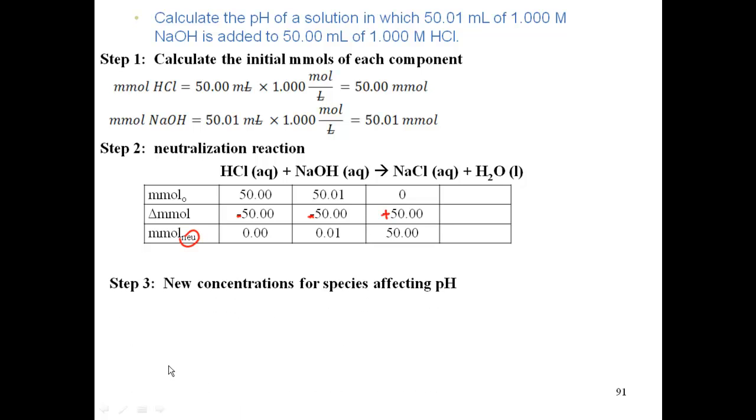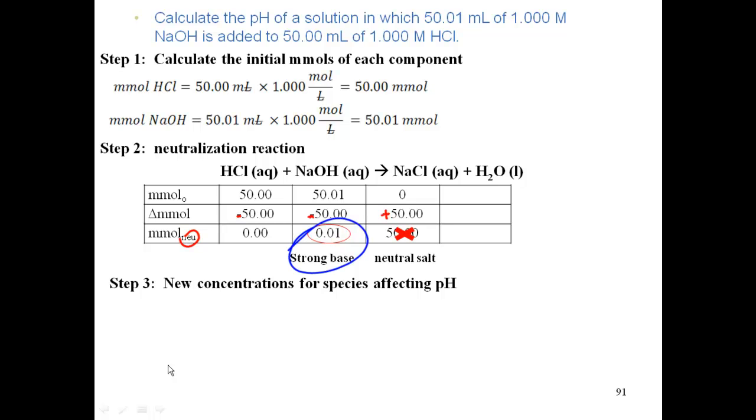Next step, new concentrations of species affecting pH. Okay, well, HCl has 0, so that's not affecting it. What about sodium hydroxide? That's a strong base. Does that affect the pH? Yes, I got to worry about it. Got 50 millimoles of sodium chloride. What is that? That's a neutral salt. Will that affect pH? No, so I don't have to worry about it. So I only have to worry about the strong base.